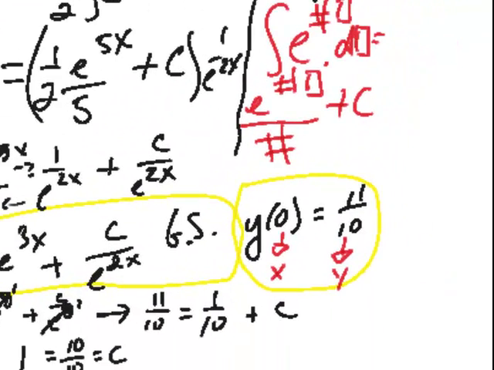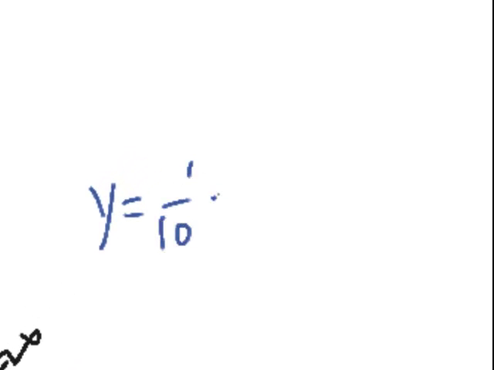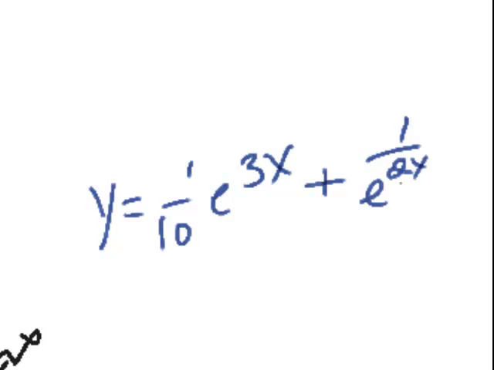So the only thing I'm going to be doing here is just plugging in for this c value. So we're going to have the final solution be y equals 1/10 e to the 3x plus 1 over e to the 2x.